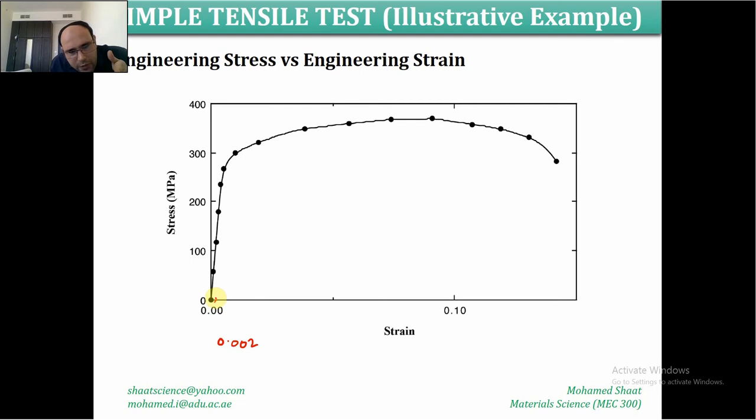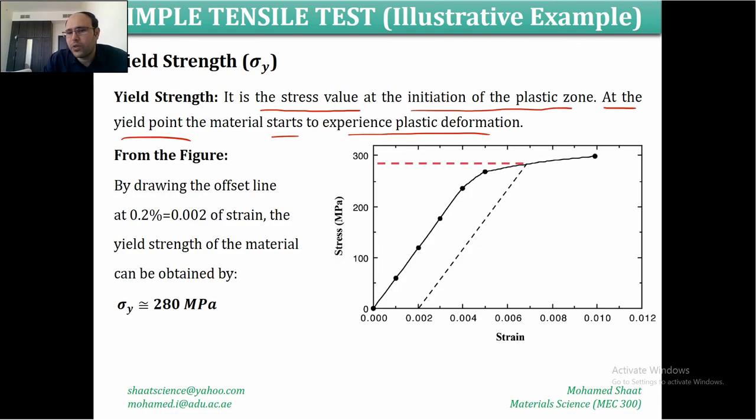Then you draw a very thin line that should be completely parallel to the elastic line, which is going to intersect the curve at a point. From that point, you draw another horizontal line to collect the stress that corresponds to this point. This stress is going to give you the sigma yield, which is the yield strength of the material. This is how we can derive it from the figure.